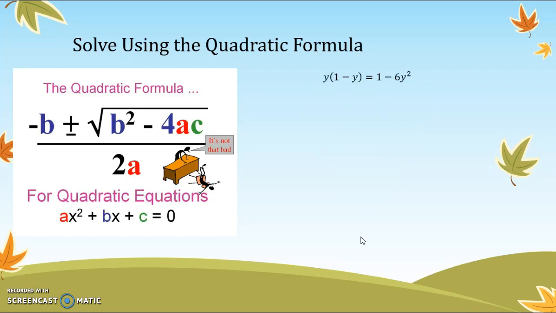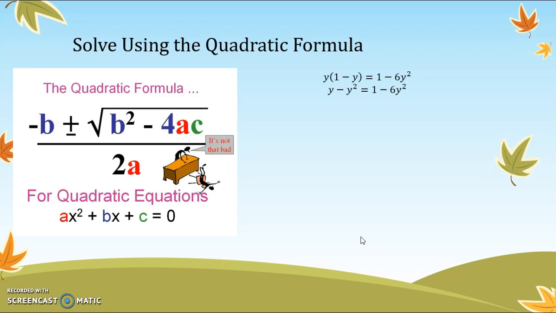Sometimes our functions or our quadratics aren't in the form, so we have to manipulate them, perhaps multiply, distribute, get rid of parentheses, combine like terms. So I'm going to start with distributing my y here to get rid of those parentheses, giving me y minus y squared equals 1 minus 6y squared.